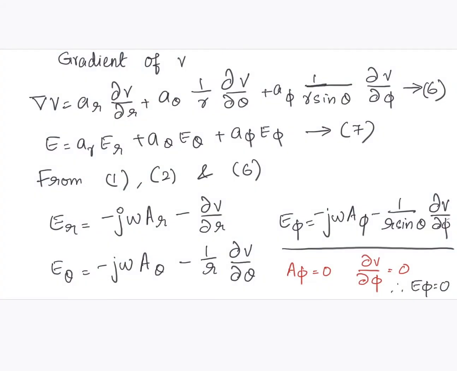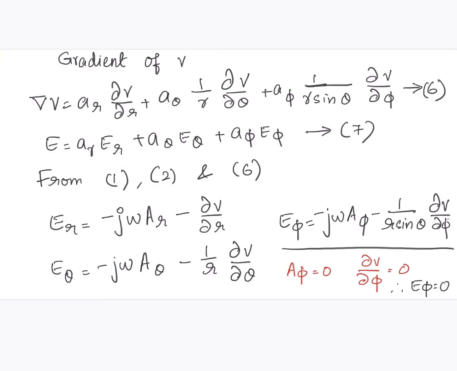Now considering the gradient of the scalar potential, that is del V, it is given by the general formula: a_r into dou V by dou r plus a_theta into 1 by r into dou V by dou theta plus a_phi into 1 by r sin theta into dou V by dou phi. Again, the electric field in terms of polar coordinates, that is in terms of r, theta and phi, in general we can write it like this.